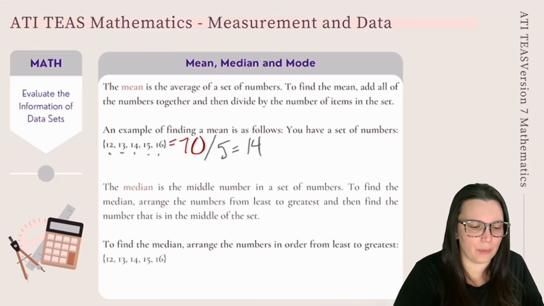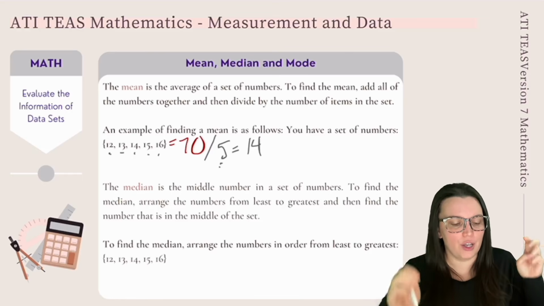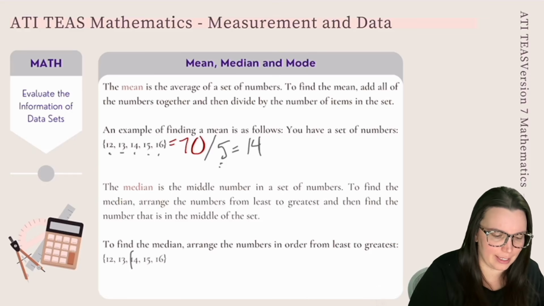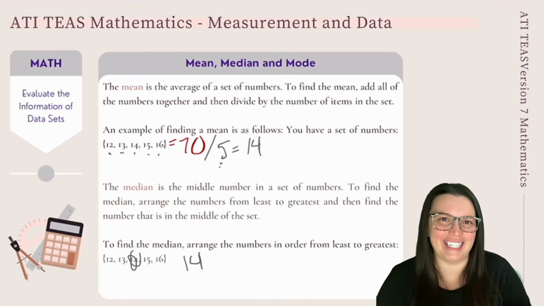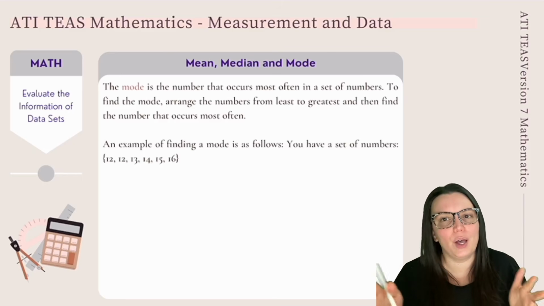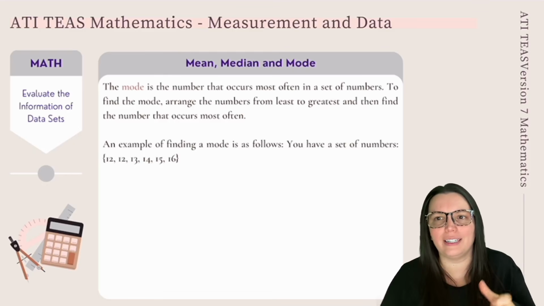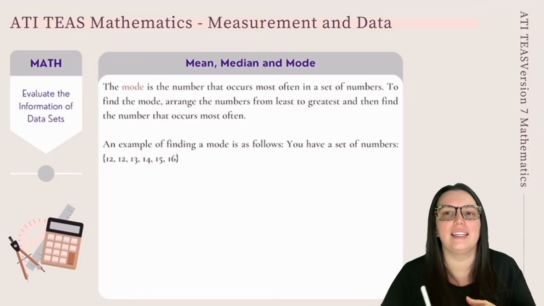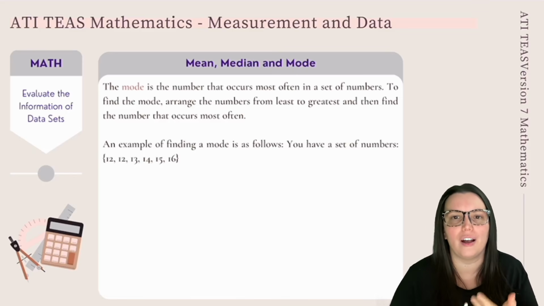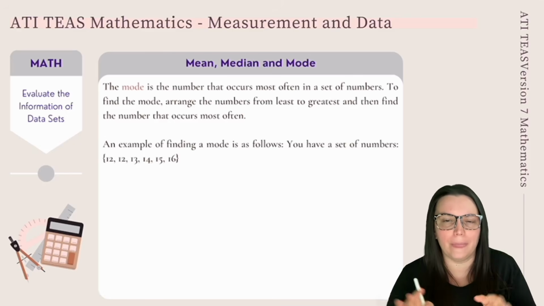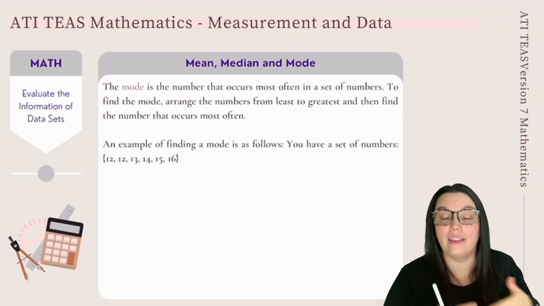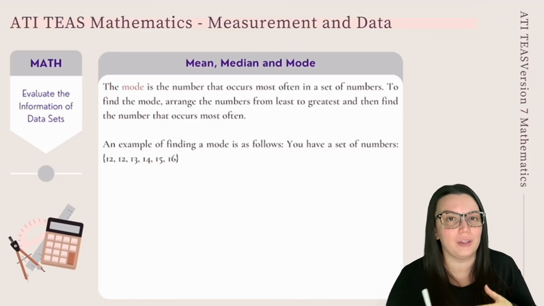So we know from our previous equation that we have 5 numbers, right? So we need to look for that number that falls in the third place. That is our exact middle number. And in this case, that is going to be 14. So we figured out our mean and our median. All we have left now is mode. So the mode is the number that occurs most often in a set of numbers. In order to find this, again, we have to rearrange the numbers from least to greatest and find the number that occurs most often. So for example, I had to change it up a little bit. We have 12, 12, 13, 14, 15, and 16.